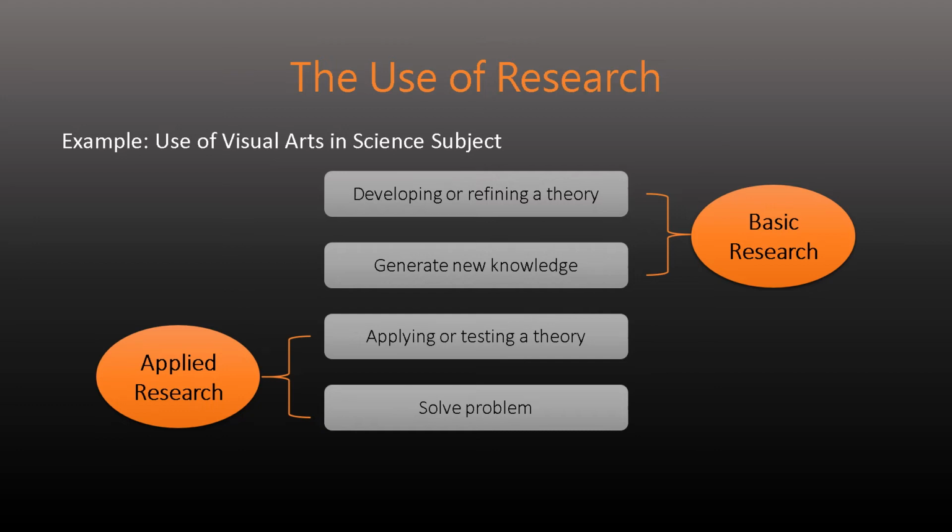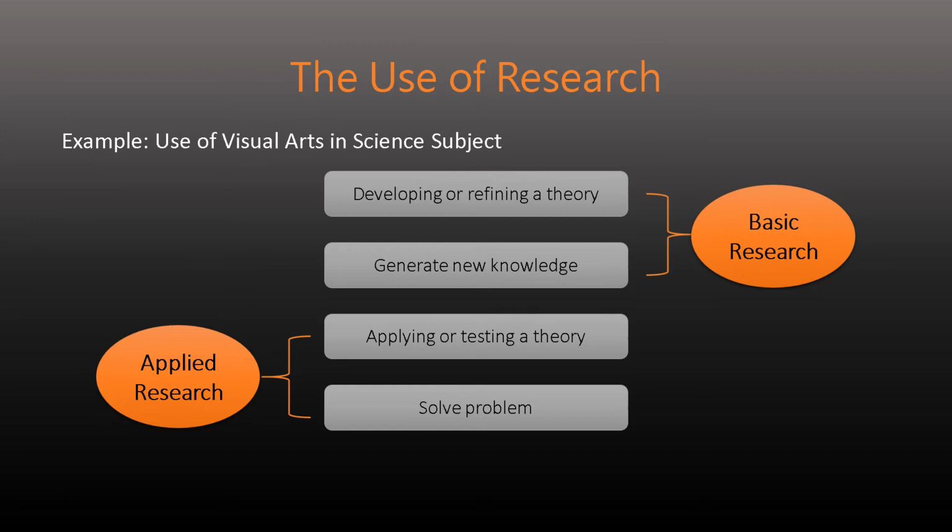So, we will do studies that may prove its usefulness based from literatures or participants' response or perspective on it. Next, it may generate new knowledge that visual arts may be useful or not in the science subject. Next, if we can prove its usefulness based from literatures or perspectives of primary respondents, then we can apply it as a theory.